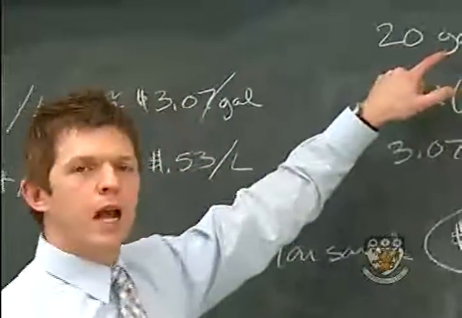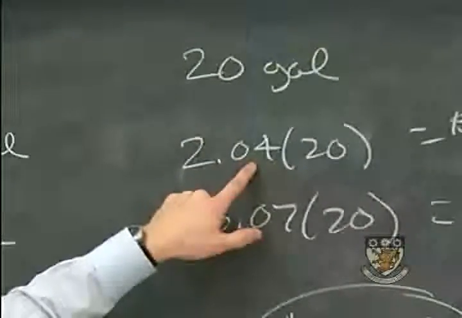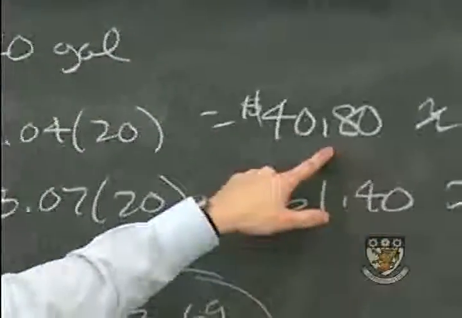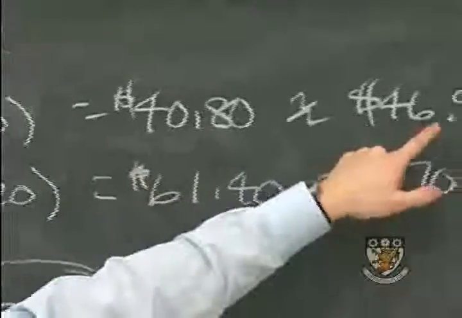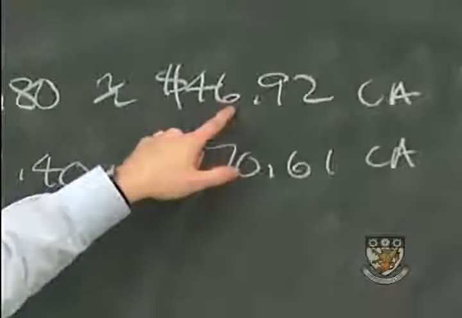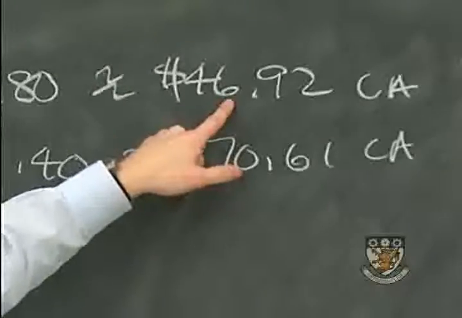If we were to buy 20 gallons of gas at $2.04, what the gas was this particular morning, by 20 gallons, that's $40.80 U.S., which is the equivalent of $46.92 Canadian. So just under $50 it costs to fill your tank if you were to cross over into the States.